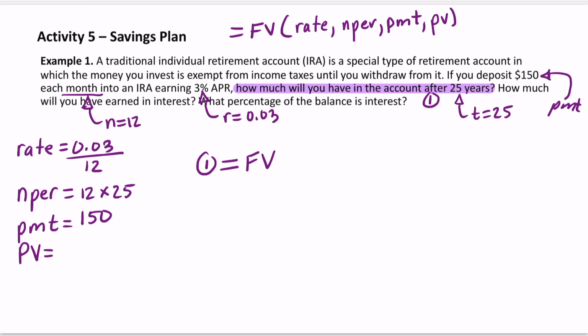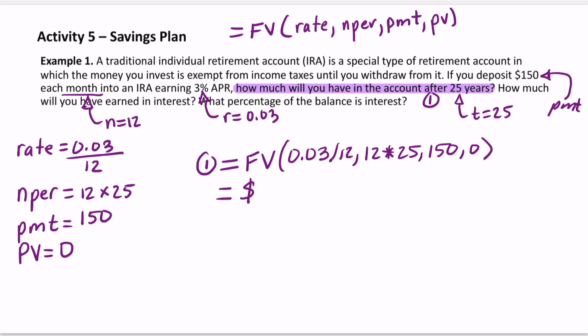We are not starting with anything in our account. It does not mention that there is anything in the account yet. So our present value is going to be 0. So now that we have all of the information filled out, we can go ahead and put it into our formula, and then we can plug that into our spreadsheet and get our final amount of what will be in the account in 25 years. So that's the first thing it's asking us to do.